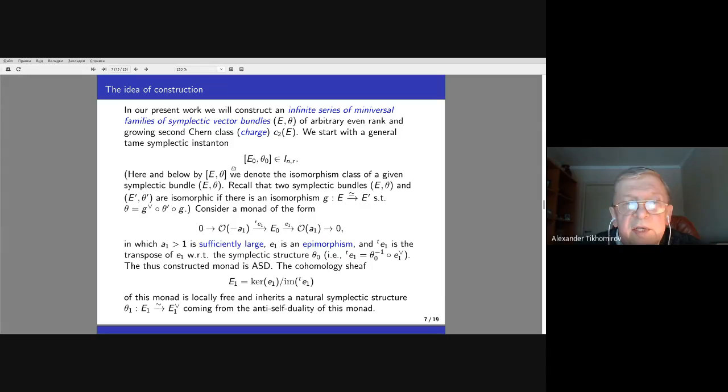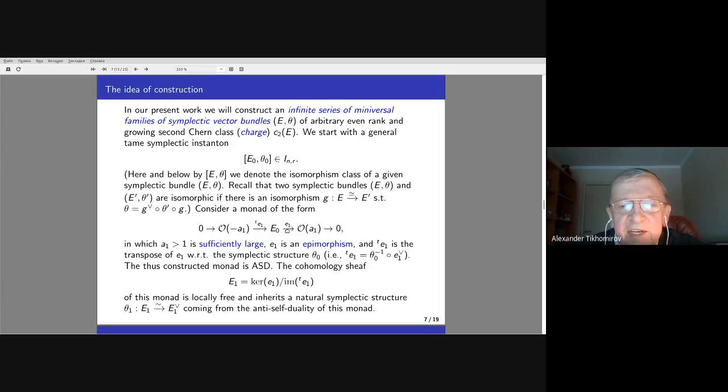By these rectangular brackets, I will denote the isomorphism class of a given symplectic bundle. Two symplectic bundles E comma theta and E prime comma theta prime are isomorphic if there is an isomorphism between them compatible with their symplectic structures, that is, this equality is satisfied. Now look at the monad of the form like this, where in the middle you have this tame symplectic instanton.